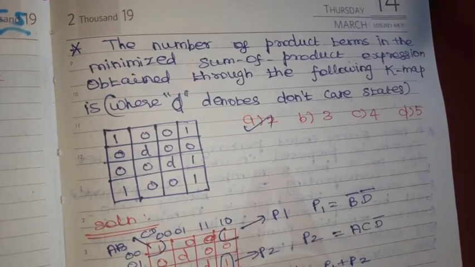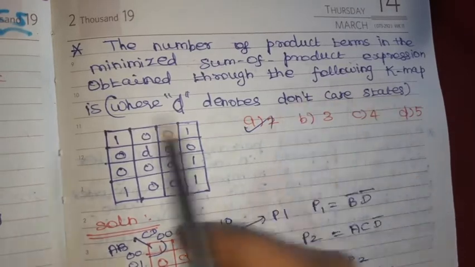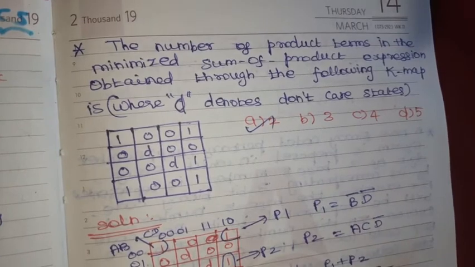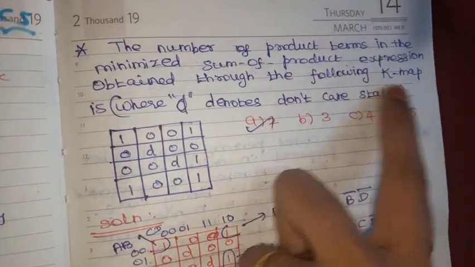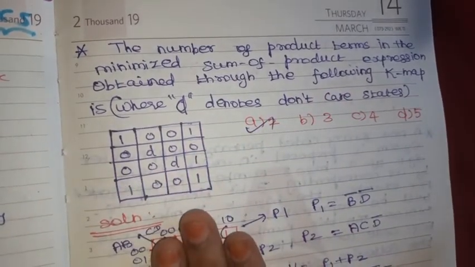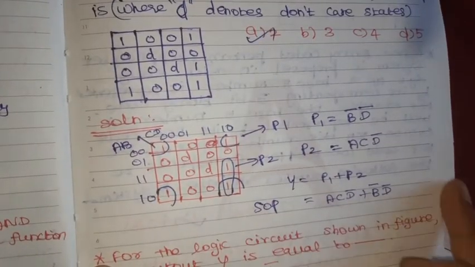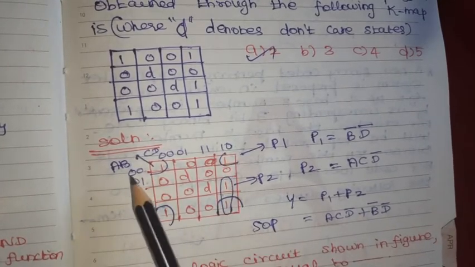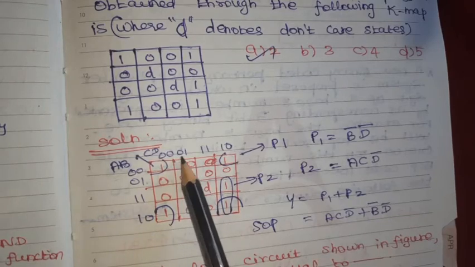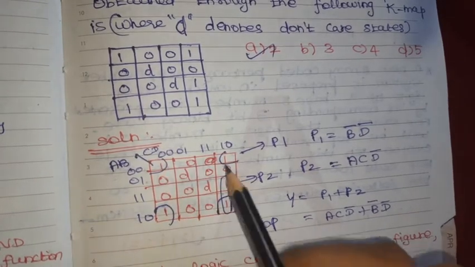Next, the number of product terms in the minimized sum of product expression obtained through the following K map, where D denotes don't care states. We need to find out the number of SOP product terms for this K map. D means don't care. I am writing here: 4 variables, this is AB and this is CD, 00 01 11 10, again 00 01 11 10. Then just copy down all this. So grouping, what is P1?